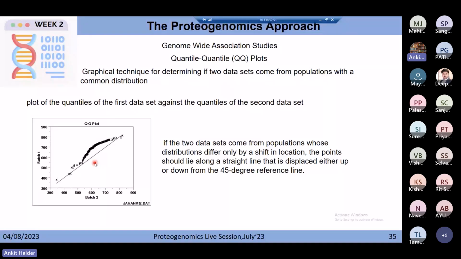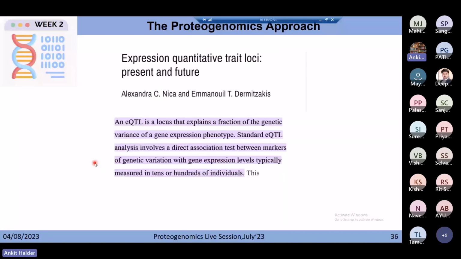then you can understand that the two data sets are coming from a different distribution. So this again gives us an important understanding of why a particular thing or particular environmental factor can affect differently in two different regions of the world or two different population sets. This plot, this method, helps us in understanding that as well. So this is for the genome wide association studies.